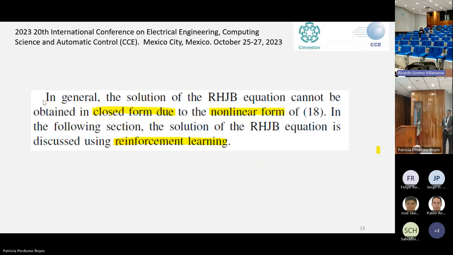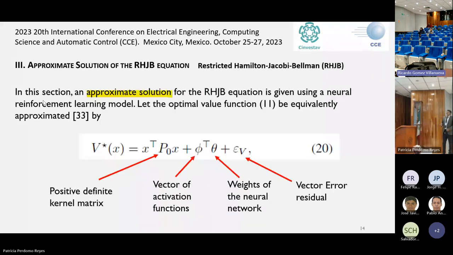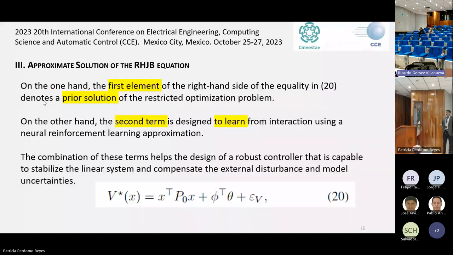due to its highly nonlinear form, and then we opted to propose using reinforcement learning at the first stage to approximate the solution for the restricted Hamilton-Jacobi-Bellman equation, using a neural reinforcement learning model. Let the optimal value function be approximated by this equation. The first is the positive definite kernel matrix, and then the vector of activation functions and weights of the neural network. This is a residual error, because when we try to approximate there is always a little error. It's complicated for it to disappear or to be zero.